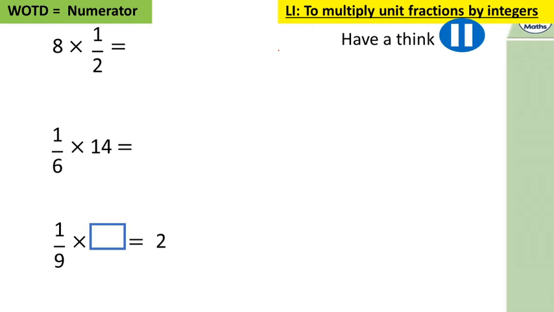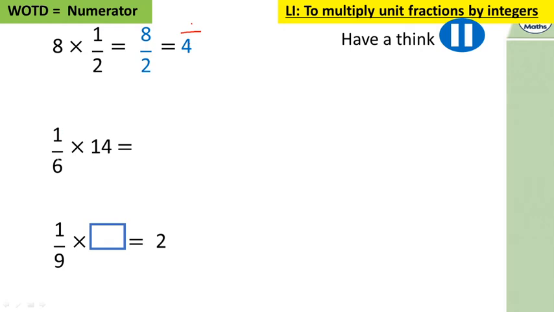Right, let's work through these. So we've got 8 times 1/2. Remember, it's only the numerator that's going to be multiplied by the 8, not the denominator. So that's going to be 8 halves. Remember, 8 halves is the same as saying 8 divided by 2, because a fraction is just a division sign with the numbers in. So 8 divided by 2, which is 4 wholes, because it's 4 halves. There's 4 wholes in 8 halves.